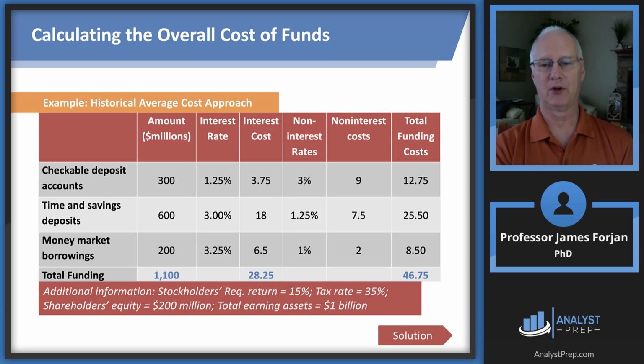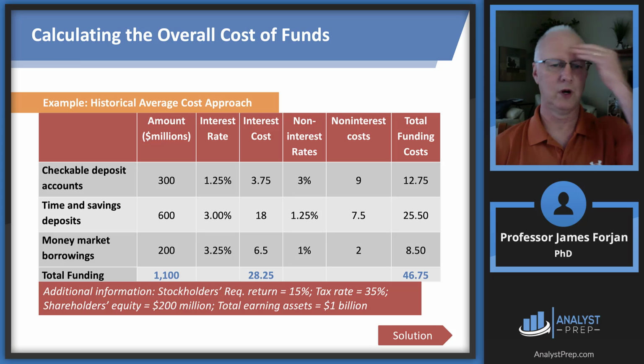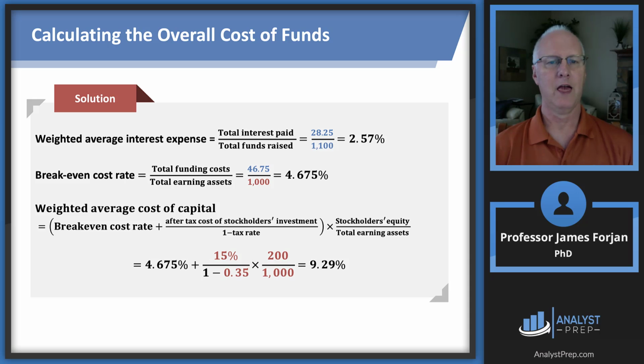Now look at the bottom under total funding. That row that's given to you here in blue would probably not be given to you on the exam. So you'd have to go ahead and sum those columns. You've got to do some multiplication and adding in there. Additional information, shareholders require 15%. We're paying a tax at 35%, shareholders equity 200 million, total earning assets of $1 billion. So let's go ahead and work through those 3 costs that we talked about just according to the learning objectives.